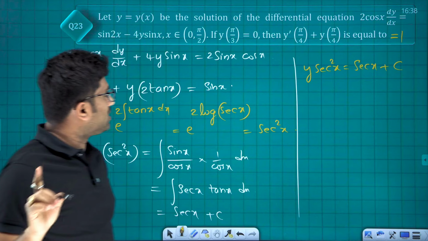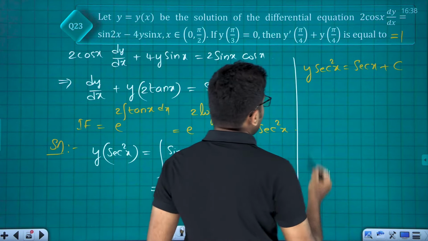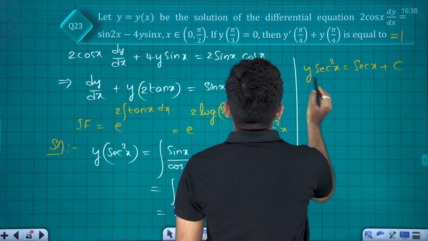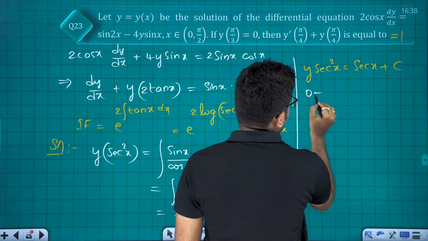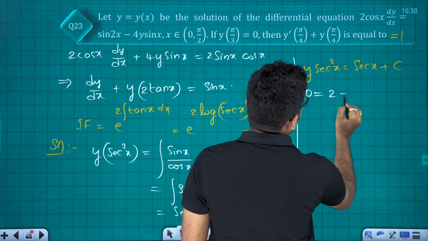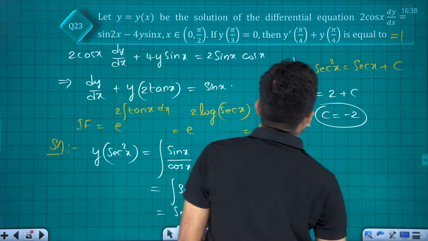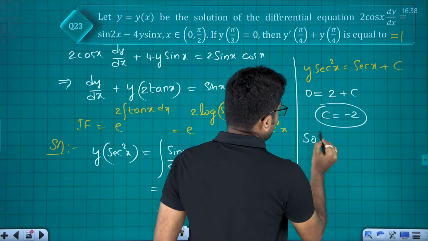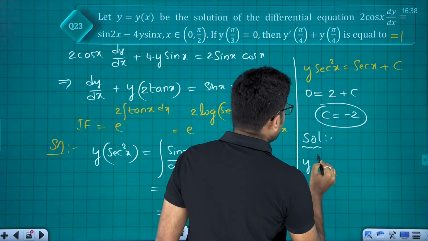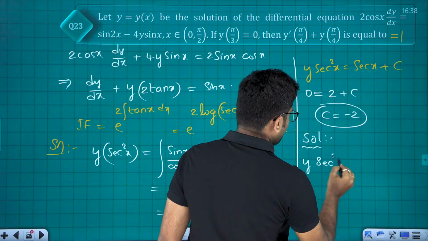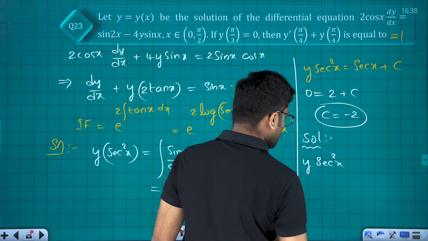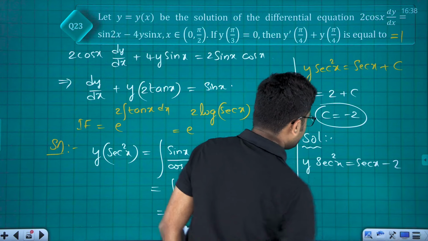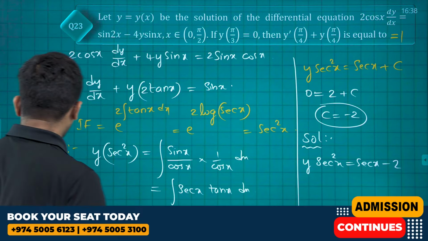They have given y of pi by 3 is 0. Secant pi by 3 is 2. So 0 into something is 0, equals secant pi by 3, which is 2, plus c. C is equal to minus 2, friends. So therefore the solution is y into secant square x equals secant x minus 2. Let's take secant square x to the other side.